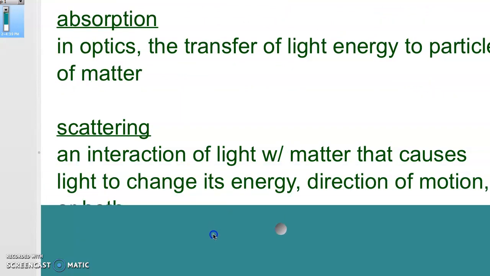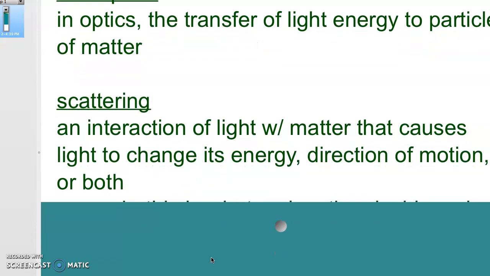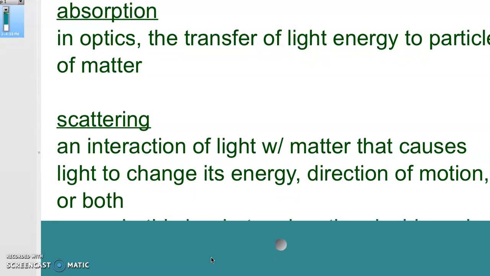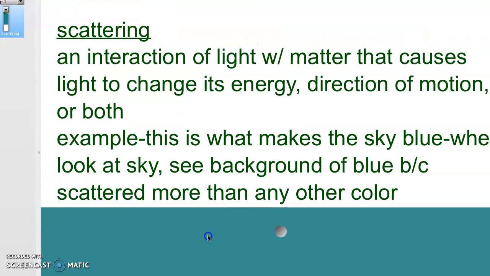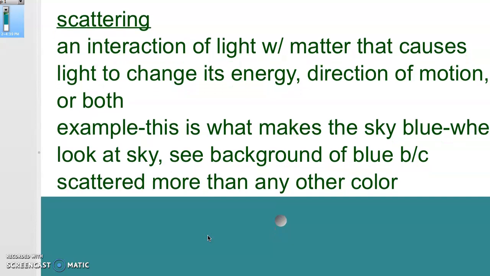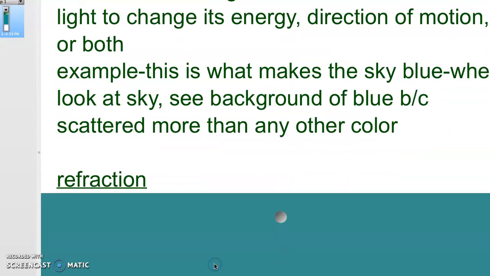And then we have what's called scattering. So when light interacts with matter, it causes it to change its energy, maybe its direction of where it's moving, or actually it can have to do with both. So you've experienced that too. Light scatters a lot. For example, it's what makes the sky blue. When we look at the sky, we see the background of blue because it's scattered more than any other color. So that's a really good example of scattering. And then we have what's called refraction.